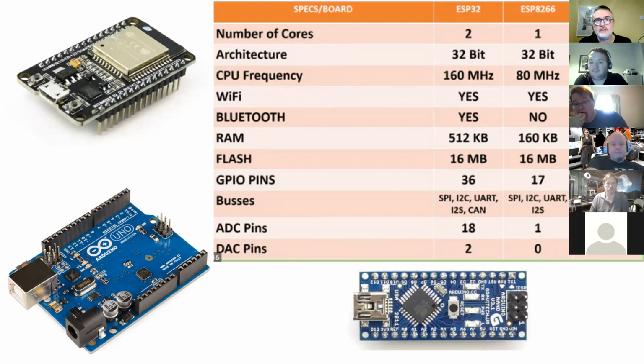The ESP32s are 32-bit architecture. They're 10 times faster from the clock speed perspective. They've got built-in Wi-Fi, built-in Bluetooth, and they do support up to 16 meg of memory, whereas the Arduino is up to 32K. So when you look at the numbers and the specs, these ESP ones are outstanding.